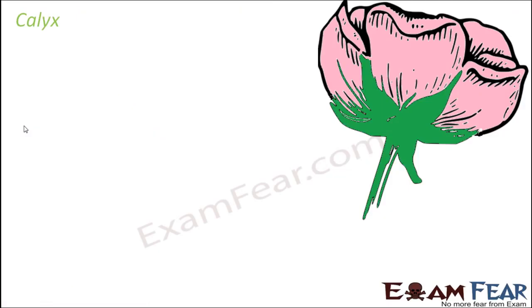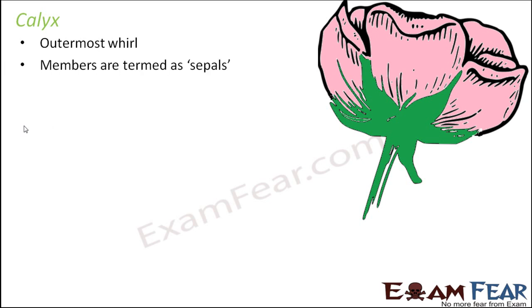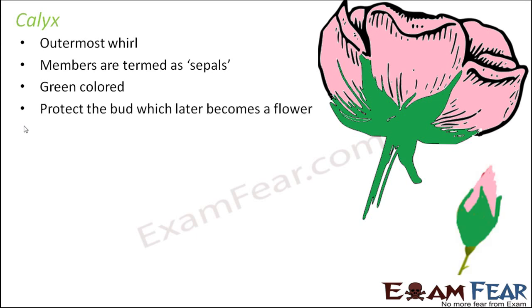So we will start with calyx. Calyx is the outermost whorl, as I already mentioned. Members of calyx are termed sepals, and that is where I gave you the memory tip cas, that is calyx for sepals. They are green in color obviously. They protect the bud which later becomes a flower. This also I mentioned before. So basically the function of calyx is more important only when the flower is not yet formed, when it is in the form of a bud.